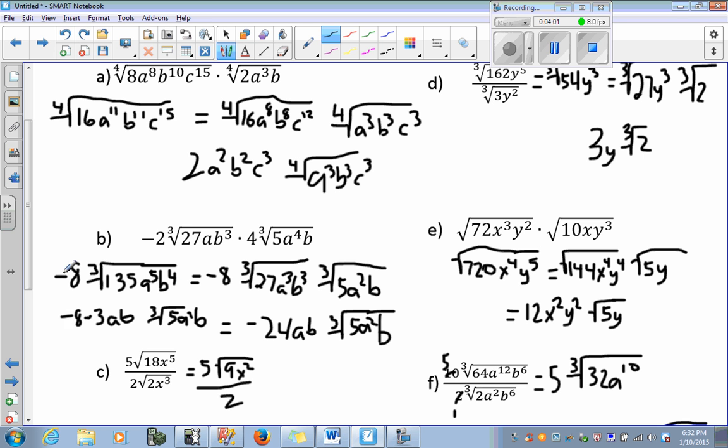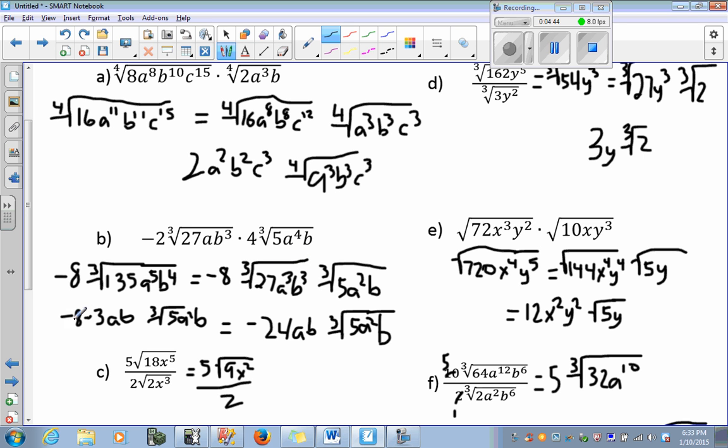So what I have now is negative 8 times the cube root of 135, a to the 5th, b to the 4th, and now I'm going to simplify it. I'm simply going to bring over the negative 8. Now my cubed, I'm going to break it into two radicals. 135 I'm going to break down as the cube root of 27 times the cube root of 5. A to the 5th, I'm going to break down as a cubed and put a squared over here. B to the 4th, I'm going to put b cubed here and the other b right here. So now I have negative 8 times the cubed root of 27 a cubed b cubed, the cubed root of 5a squared b. Break this down right here.